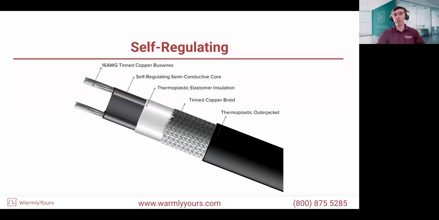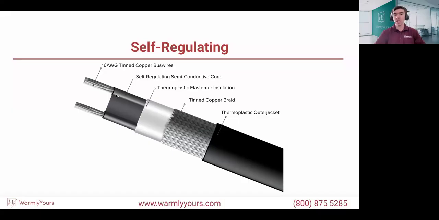Those are just bus wires where the power is being delivered, but the core in between is where that voltage eventually flows from one bus wire to another. And this is where the heat is happening. And again, this is where the name self-regulating comes from, because this core reacts differently and simply heats differently depending on what temperatures it's exposed to.